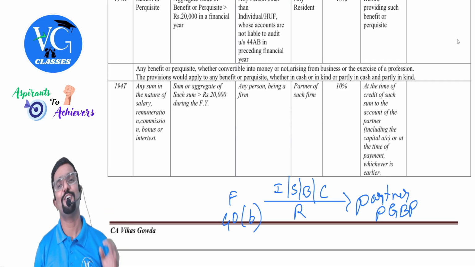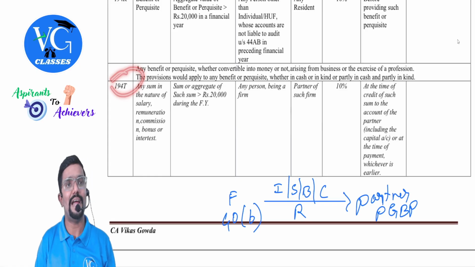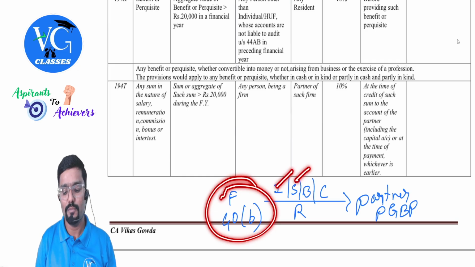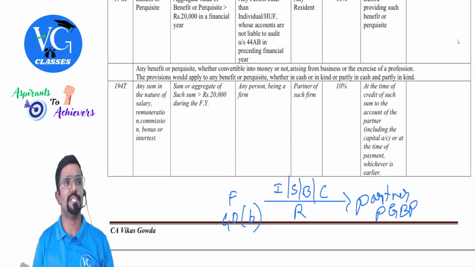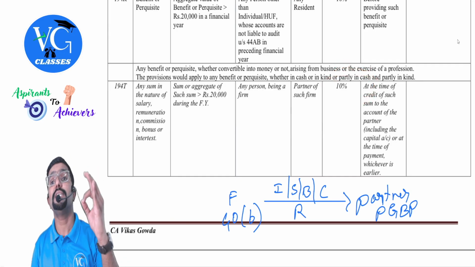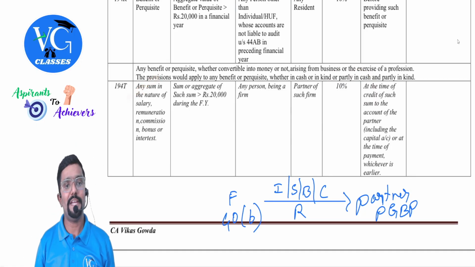Understood? Good. Now what they're telling is, this is a new section which they have added. When a firm is paying interest, salary, bonus or commission to the partner, they have to deduct TDS on it. How much, sir? 10%. 10% TDS has to be deducted. Okay, let me read it.